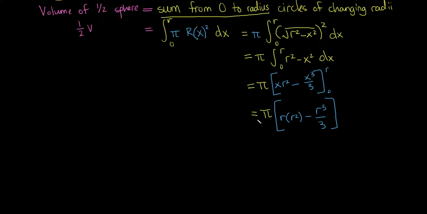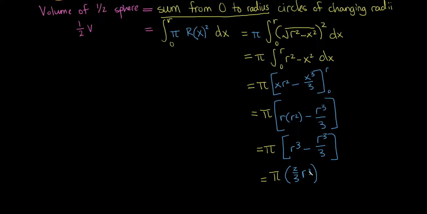So what do we get? Well, this is going to equal, get back to the yellow, pi times r cubed minus r cubed over 3. And something minus a third of something is just going to equal 2/3 of that something. So in the end, this is pi times 2/3 of r cubed.